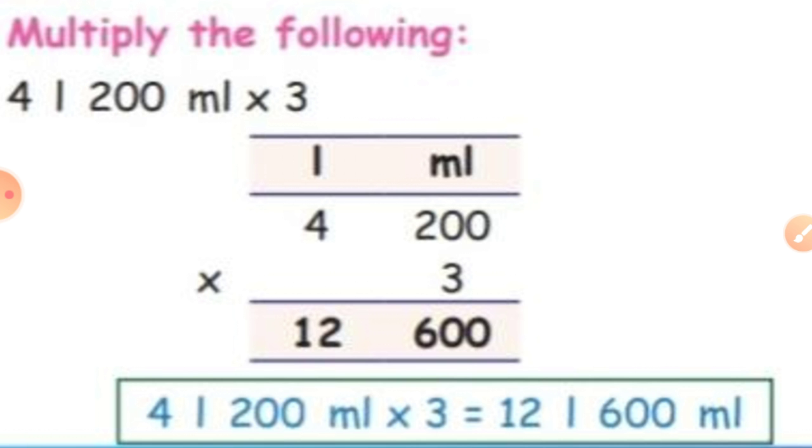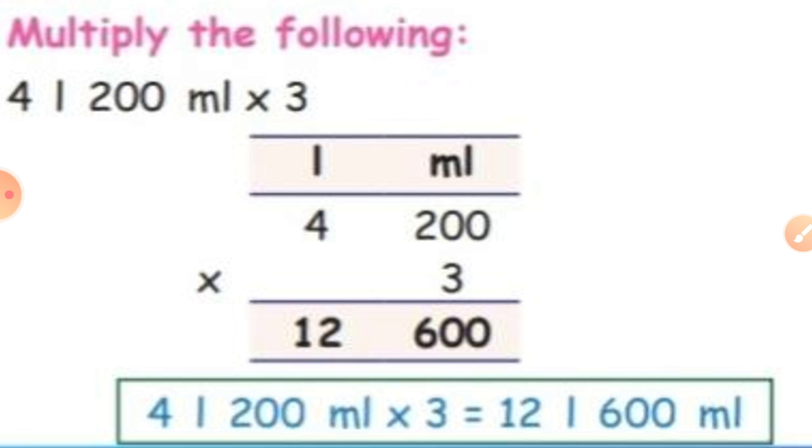First sum, multiply the following. 4 liter 200 milliliter multiplied by 3. First thing, check how many units you have. 2 units. One is liter, another one is milliliter, right? So first you have to write the units, and the greatest unit will come first. After that you have to write the smallest unit.